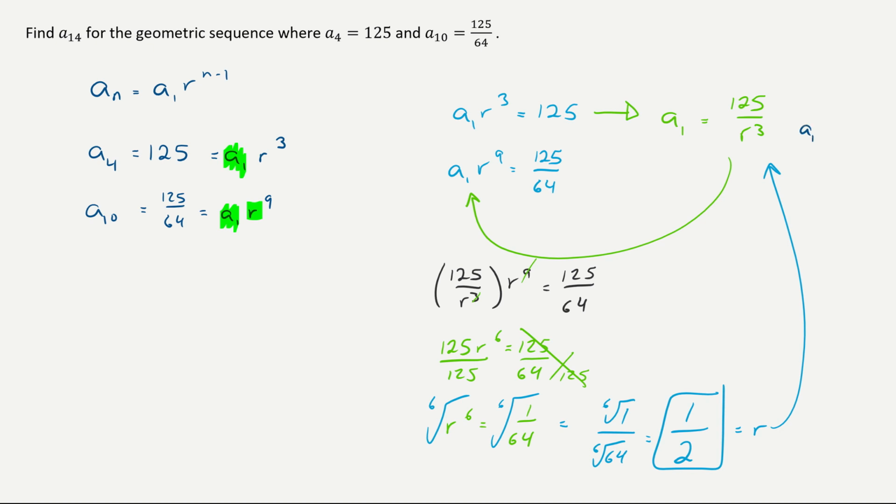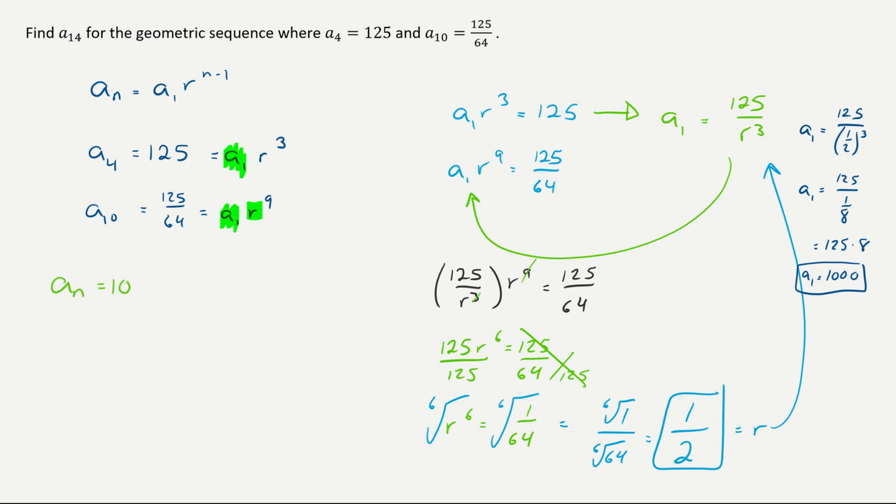Plug that in up here, if we can follow all the arrows all around here. And I can figure out that a sub 1 equals 125 over 1/2 to the third power. So a sub 1 equals 125 over 1/8. Dividing by 1/8 is the same as multiplying by its reciprocal. So we end up with 125 times 8. 125 times 8 is 1,000. So we have that a sub 1 is equal to 1,000. Finally, let's put that all together in my rule.